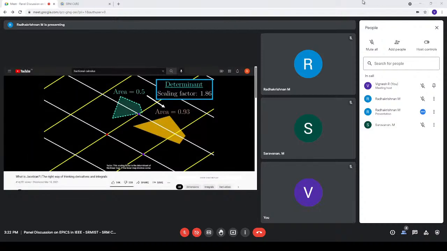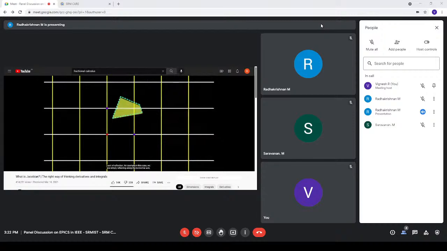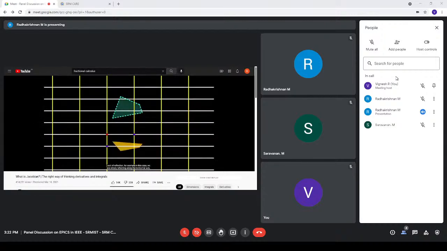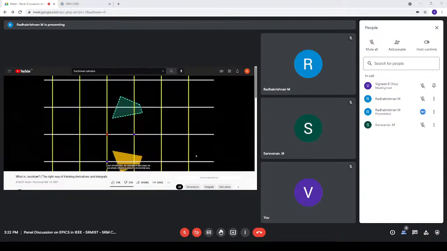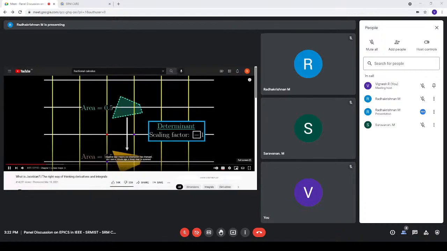If the linear map involves some sort of reflection, for example in this case, we are simply reflecting along the horizontal axis, then even though the area hasn't changed, the determinant is -1 rather than 1, where the negative sign means our orientation has changed.